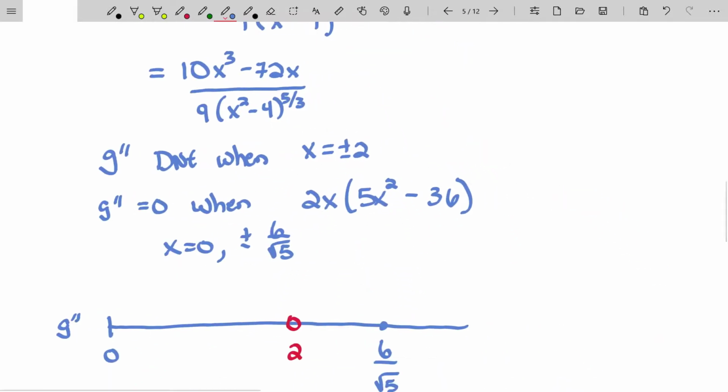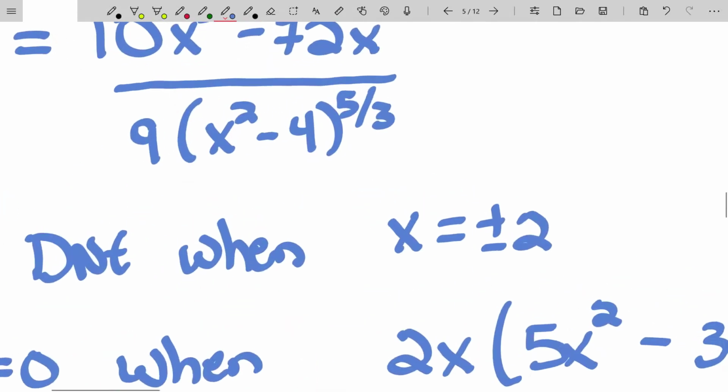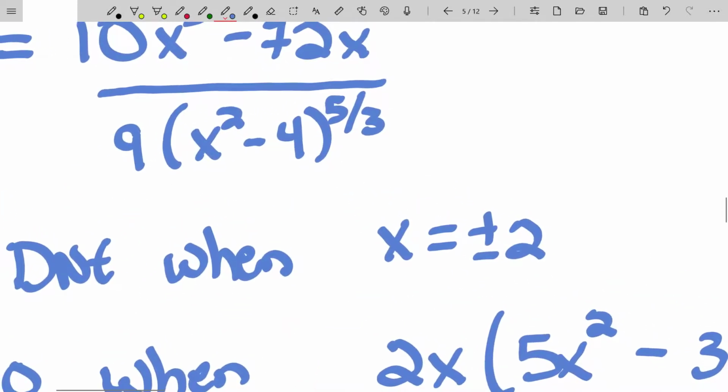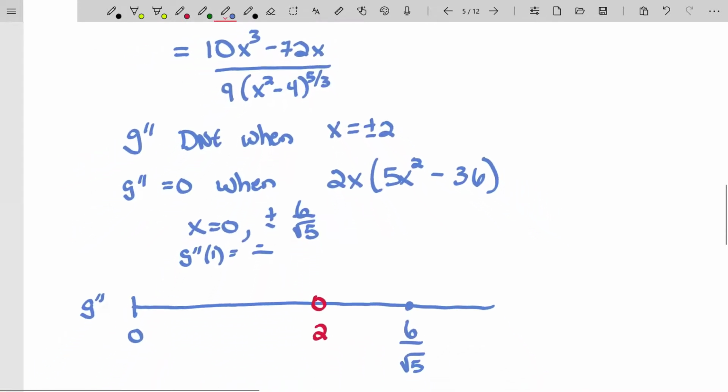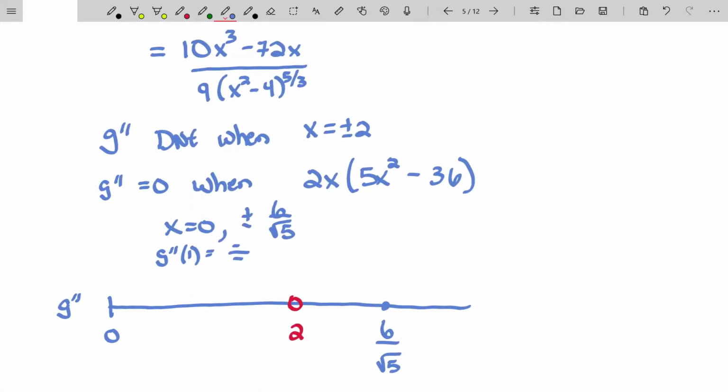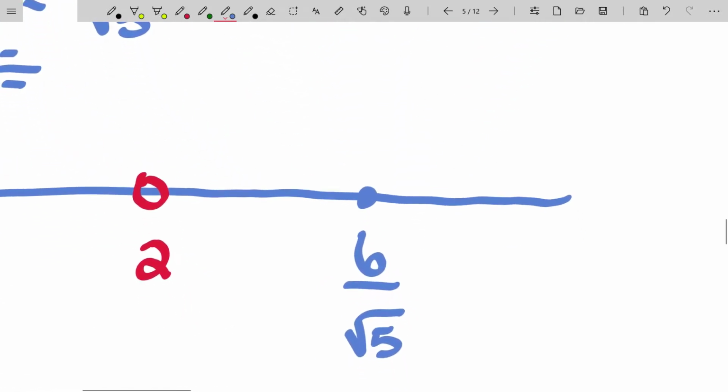I'll write that up. So G double prime at 1, we get a negative value over, and 1 minus 4 is negative, and you're raising it to an odd power, so it remains negative. So the denominator is negative as well. Negative over negative is positive. You have a curve that is concave up on that interval. Now plug in a number between 2 and 6 over root 5.